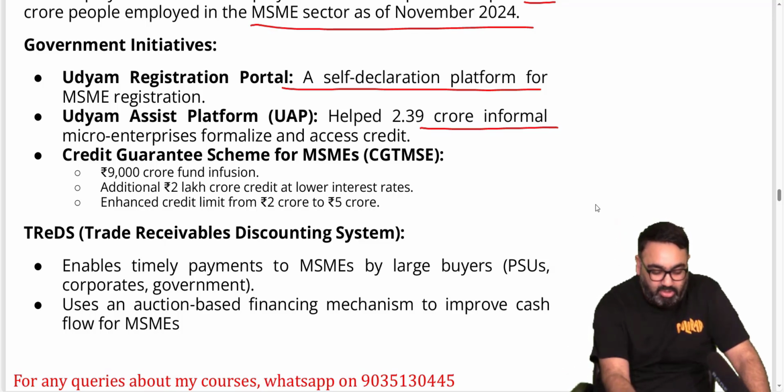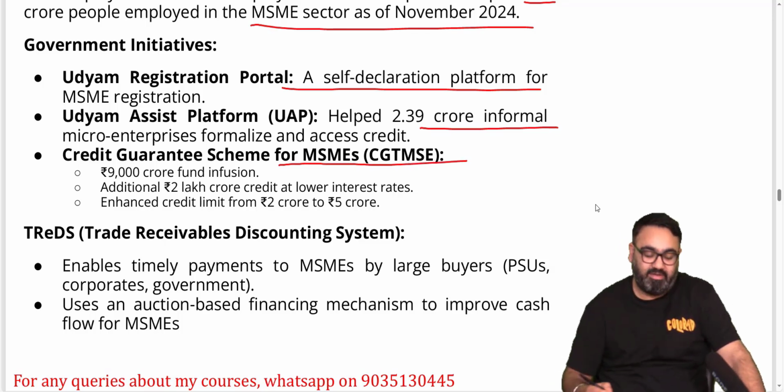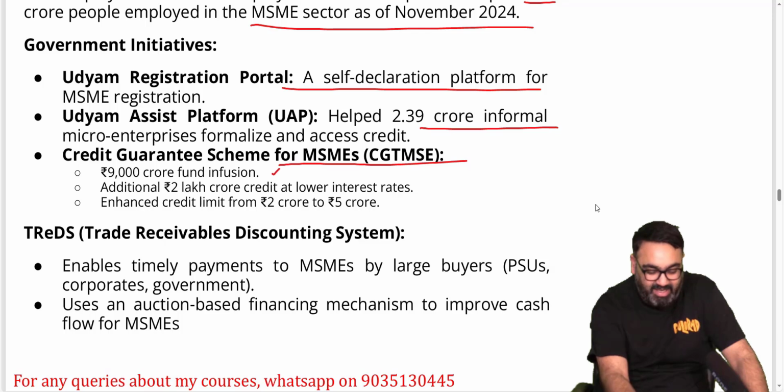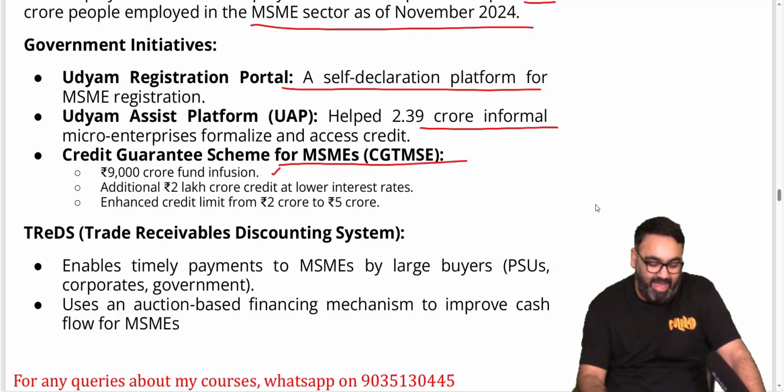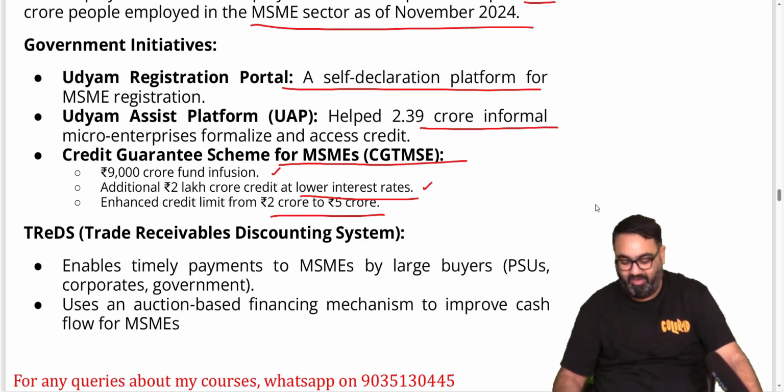Then the government has also started a credit guarantee scheme for MSMEs. The government has infused 9,000 crore rupees here for them to get loans. An additional 2 lakh crore credit has been given at a lower interest rate, and the credit limit has been increased from 2 crores to 5 crores to have easier access to funds.